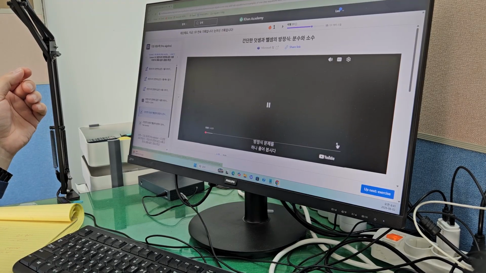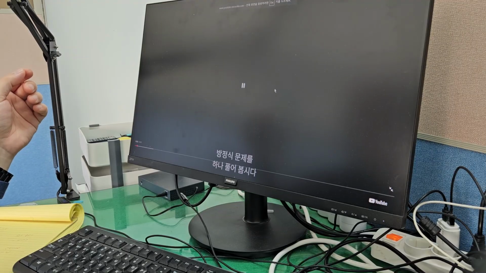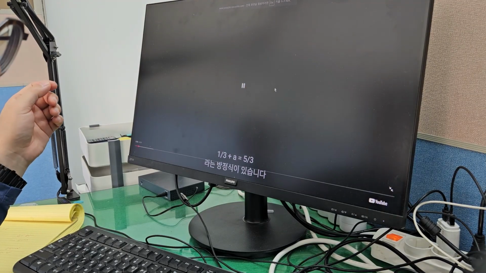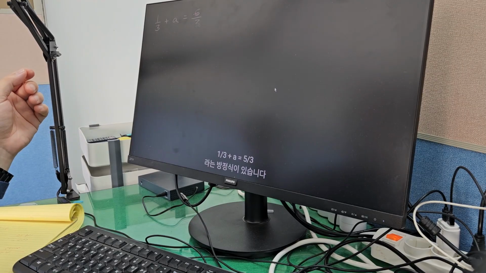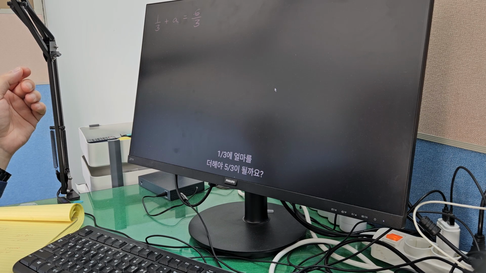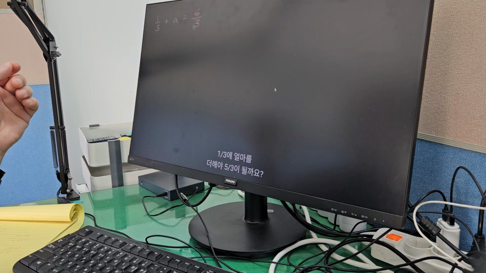Let's give ourselves some practice solving equations. So let's say we had the equation 1/3 plus a is equal to 5/3. What is the a that makes this equation true? If I had 1/3 plus this a, what does a need to be in order for 1/3 plus that to be equal to 5/3?